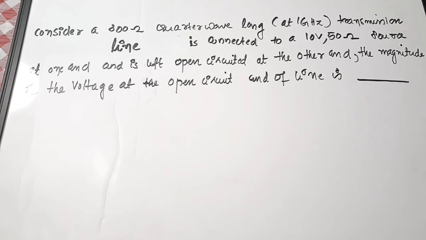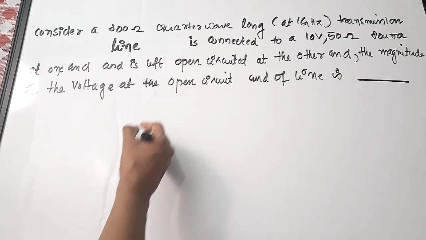The next question is, consider a 300 ohm quarter wave long transmission line connected to a 10 volt 50 ohm source at one end and left open circuit at the other end. The magnitude of voltage at open circuit end of line is dash. Okay, so we'll draw the circuit first.